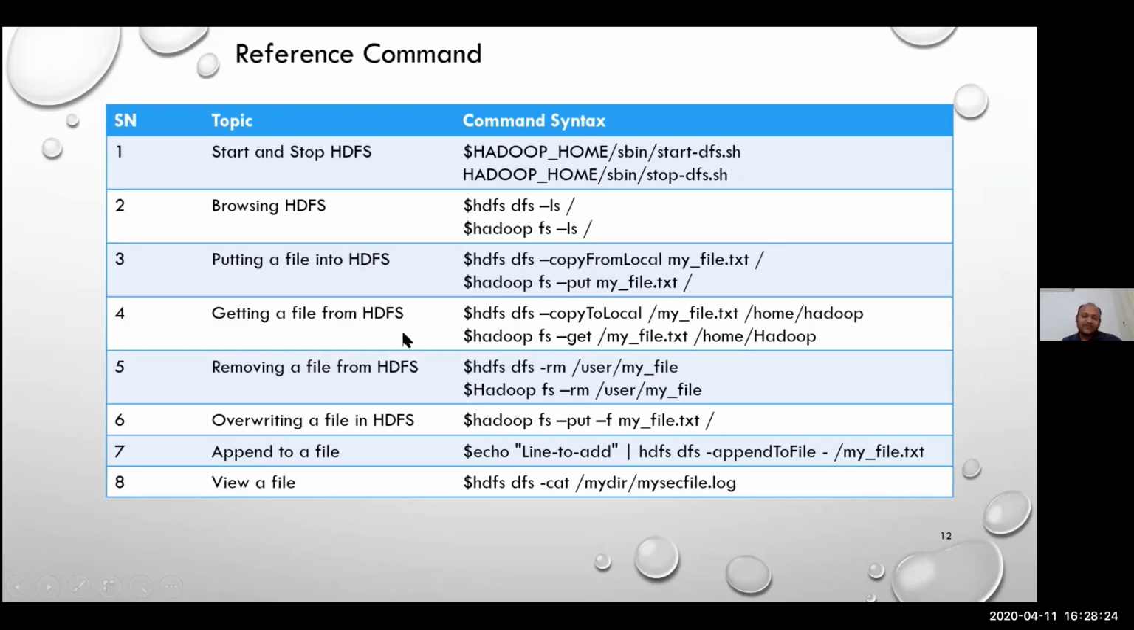And getting a file from HDFS. In some cases you need to get a file from HDFS, so it's just copyToLocal. If you use this command, it will get the file from this particular location. And if you want to remove, the same command applies, but this one should be in small letters.